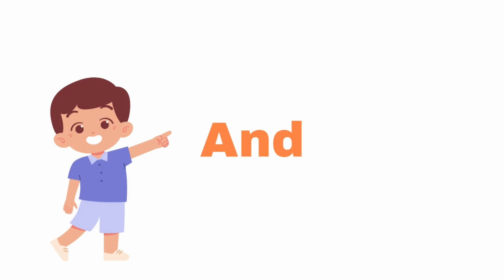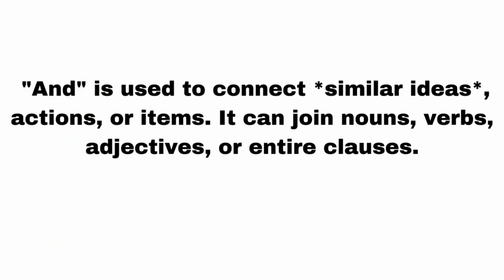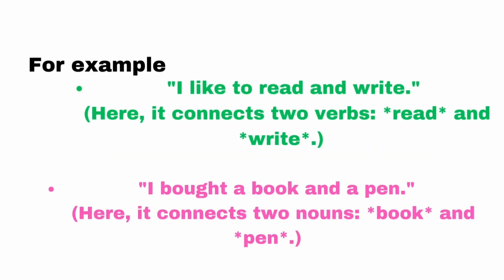First one is and. And is used to connect similar ideas, actions, or items. It can join nouns, verbs, adjectives, or entire clauses. For example, I like to read and write. Here, it connects two verbs, read and write.